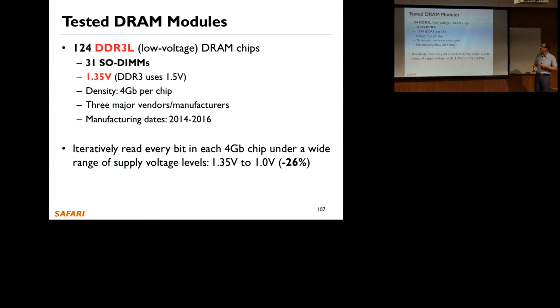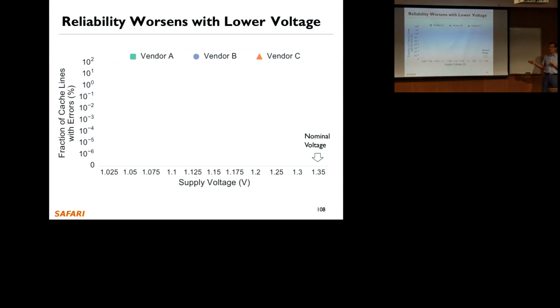124 DDR3L low voltage chips, and this is the baseline voltage, and these are the different parameters that you can see. Basically, we iteratively read every bit in each 4 gigabit chip under a wide range of supply voltage values. This is the lowest that we could go to, 1 volt. And let's take a look at the relationship that we observed between supply voltage and the fraction of cache lines with errors. This is the percentage of cache lines that have errors. Nominal voltage is over here, and these are 3 different vendors. Clearly, as you reduce the voltage, you would expect the fraction of cache lines that you see errors in to increase. But what is the shape of the curve?